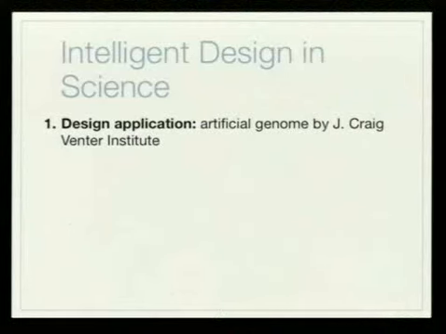There are three major areas where I believe intelligent design does have a role in science, and the first one is in design application. That is, using intelligence in science, applying that to a scientific problem, either the experimental constraints that you need in a lab to have a successful experiment, or producing something. And the example that I have here is the artificial genome that's just been created by the Venter Institute, where they have used intelligence to create an artificial genome, M. genitalium. That's one application of intelligent design in science.